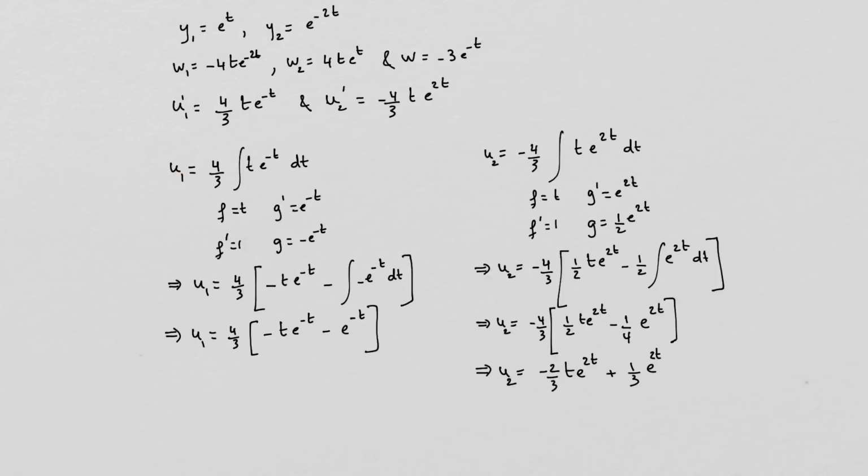So in order to find u1, we're going to integrate u1 prime. I pulled out the 4/3. I used integration by parts, okay? I used f and g. So I called f t, and therefore f prime is 1. And I call this g prime. And therefore the integral of e to the negative 2t is this. And this is exactly fg minus the integral of this.